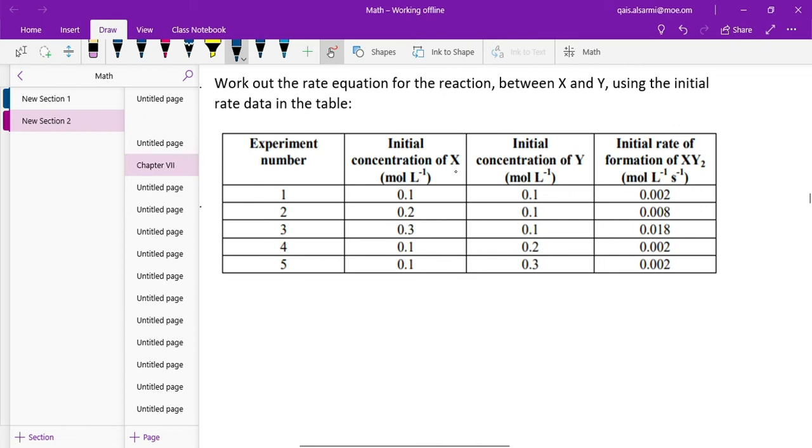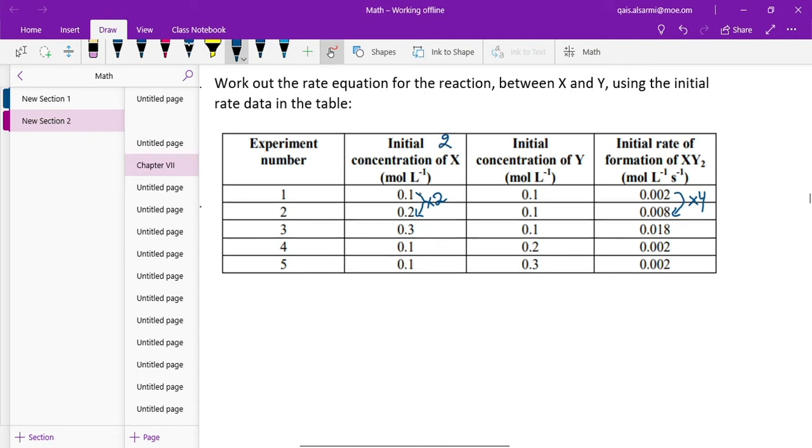So we have to find out the rate order of the reaction with respect to X. So I have to choose two experiments where Y is not changing. Very simply, it's 1 and 2. So I'm gonna see here, you're going from 0.1 to 0.2. So it's multiplied by 2. What's happening to the rate? It's going from 0.002 to 0.008. So it's multiplied by 4. What's the relation between 2 and 4? As you can see, the rate order of the reaction with respect to X is second order.